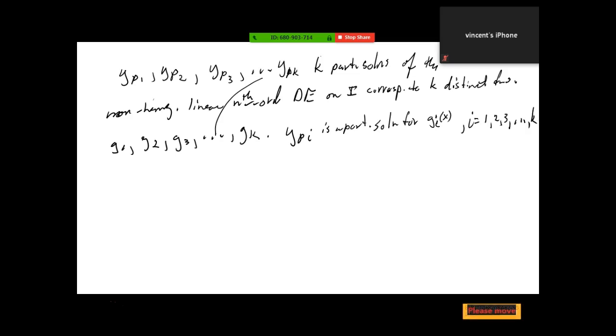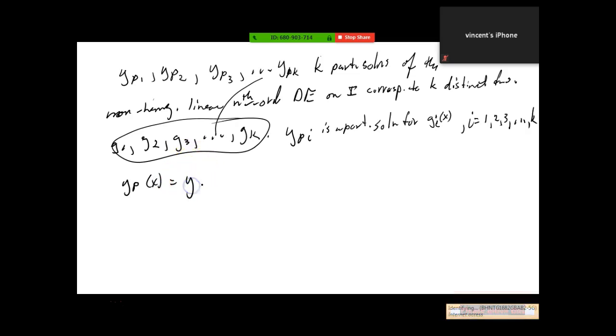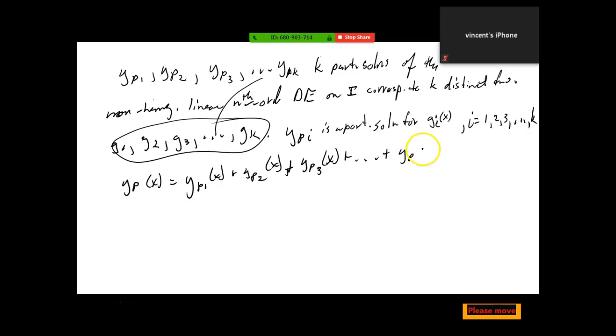Now, if that's the case, then your overall particular solution for the sum of all these g sub k's, when you add them all together, the y sub p of x is going to be your superposition: y sub p1 of x plus y sub p sub 2 of x plus y sub p sub 3 of x plus dot dot dot plus y sub p sub k of x.